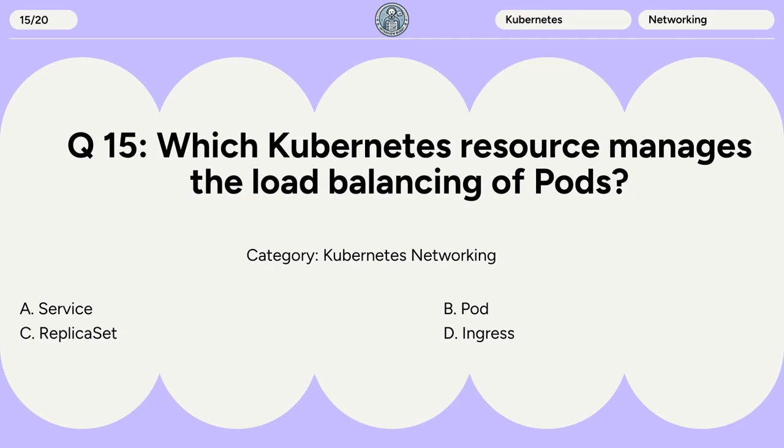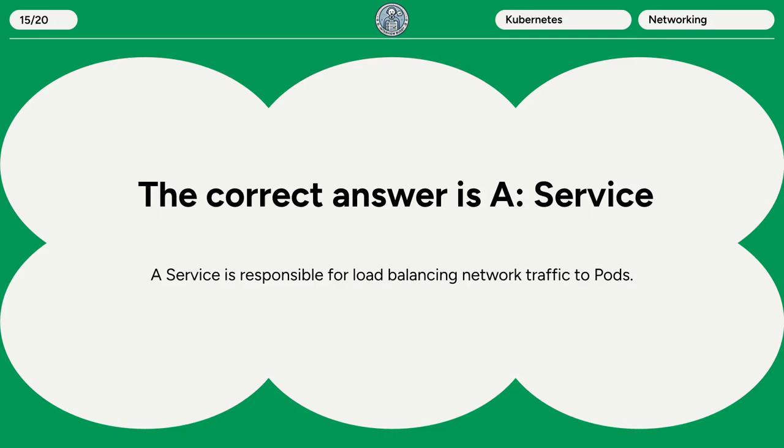Question 15. Which Kubernetes resource manages the load balancing of pods? A. Service. B. Pod. C. Replica set. D. Ingress. The correct answer is A. Service. A service is responsible for load balancing network traffic to pods.